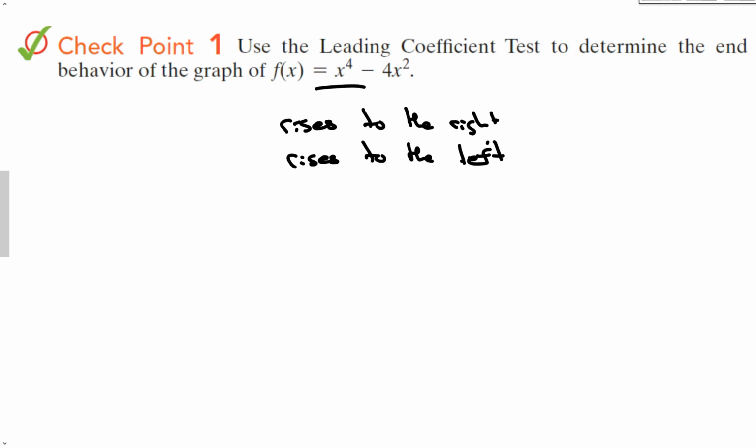Next, same question. Use the leading coefficient test to determine the end behavior of the graph negative 4x to the third power times x minus 1 squared times x plus 5. Well, there's a problem with this, is that this is not in standard form. In order to make it into standard form, I have to realize that the degree of this term is a 3. The degree of this term is a 2. The degree of this term is a 1.